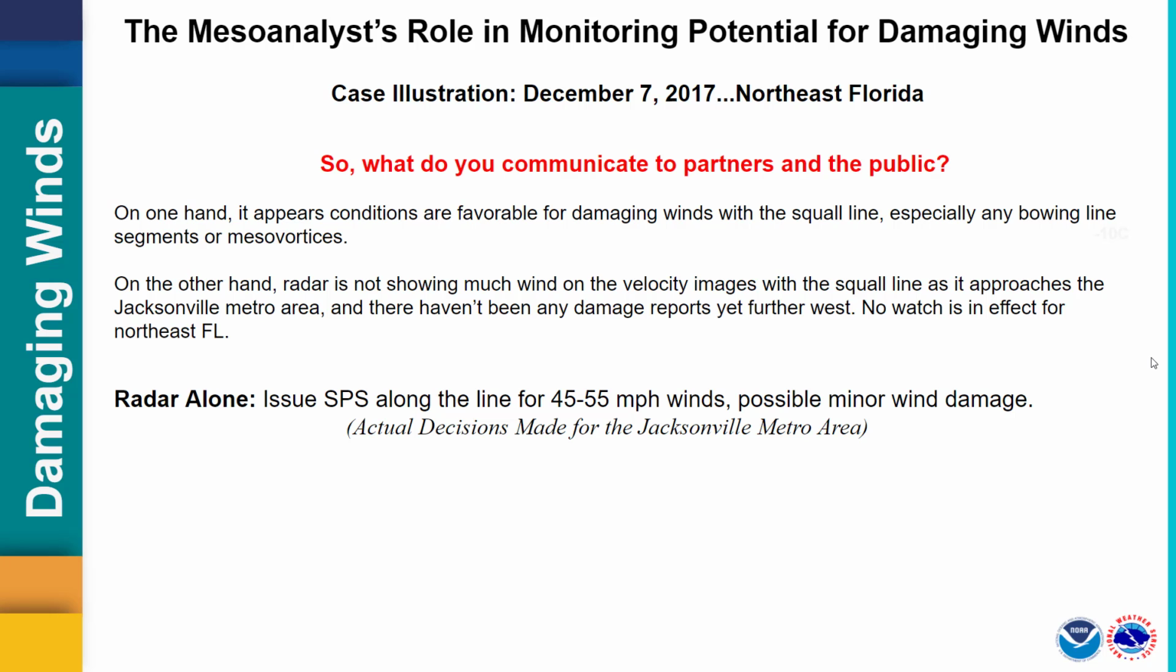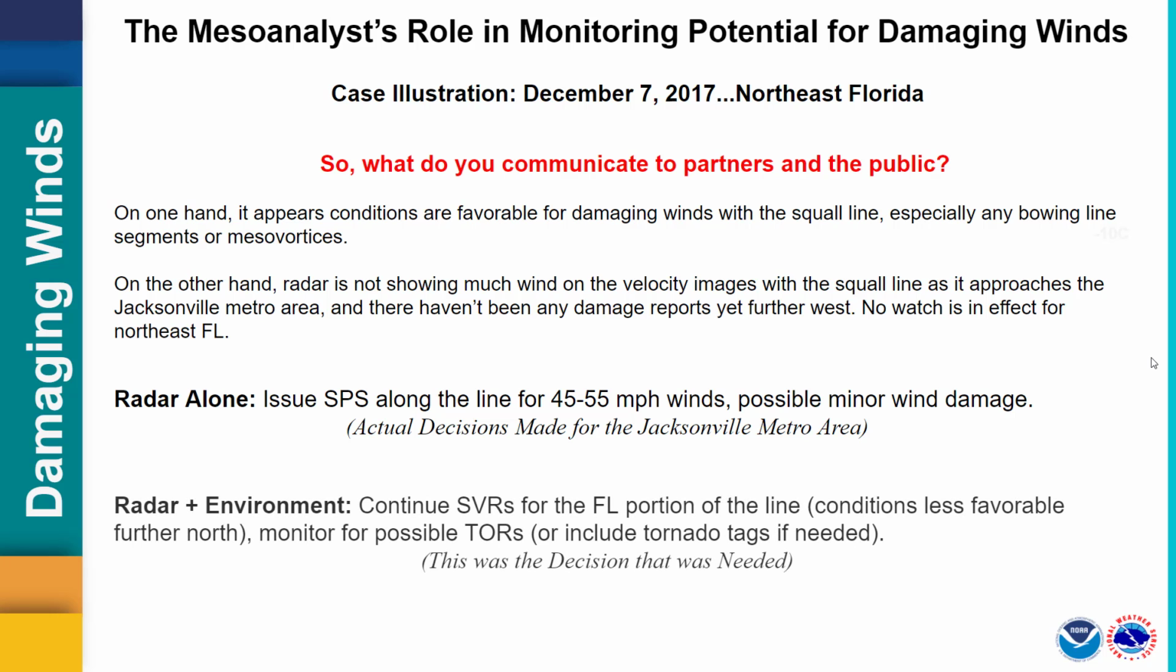However, if you incorporate environment into the process, it may lead you to continue severe thunderstorm warnings, at least for the Florida portion of the line, with conditions perhaps less favorable further north. You may even monitor for possible tornado warnings, or include tornado tags if needed if you see mesovortices develop. This was likely the decision that was needed, as you'll see.